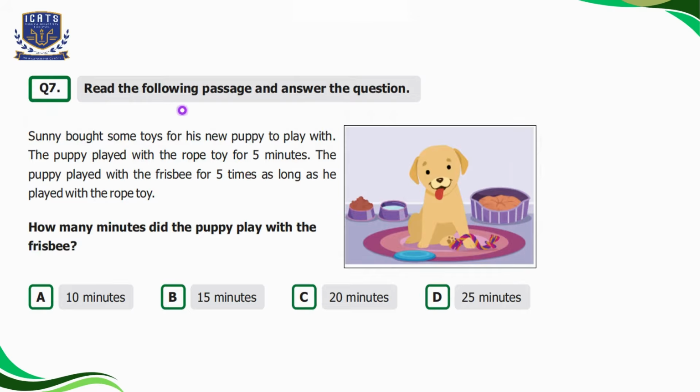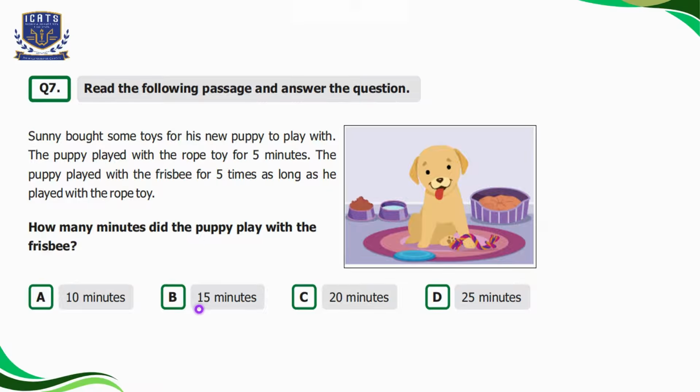Question number 7, read the following passage and answer the question. Sunny bought some toys for his new puppy to play with. The puppy played with the rope toy for 5 minutes. The puppy played with the frisbee for 5 times as long as he played with the rope toy. How many minutes did the puppy play with the frisbee?